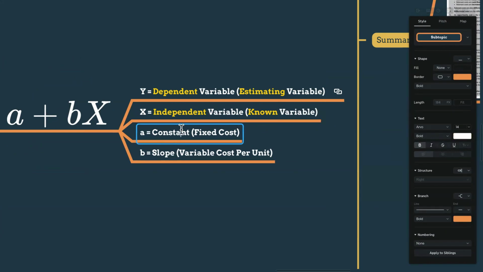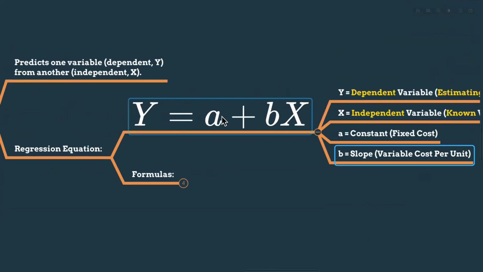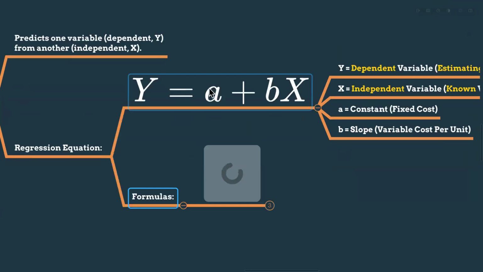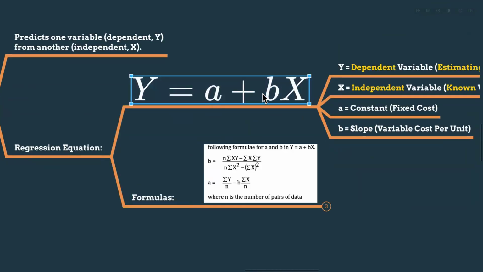And a is the constant, it's not changing. Normally in our questions, it is a fixed cost. And b is a slope, normally in management accounting, the variable cost per unit. So this is how you have to use this formula. Because y is an estimate and x is a known thing, we have to determine this a and b to draw the line of best fit formula.